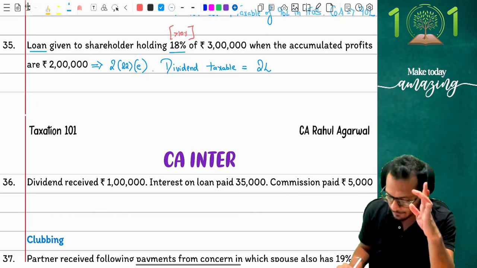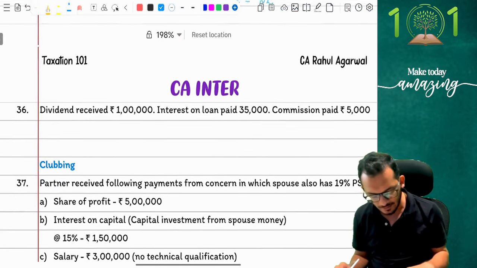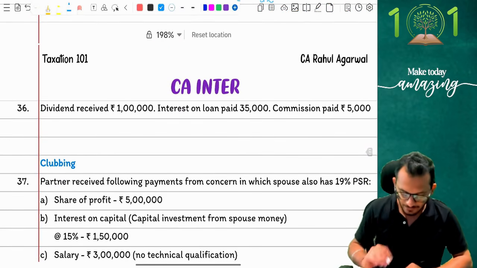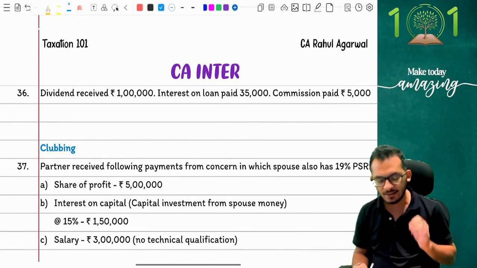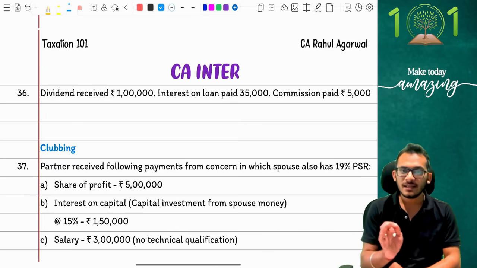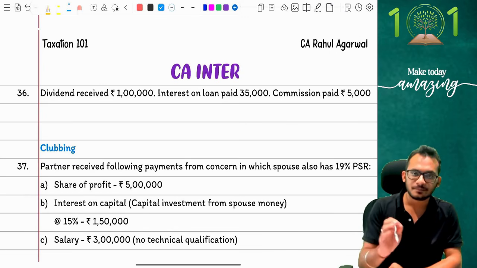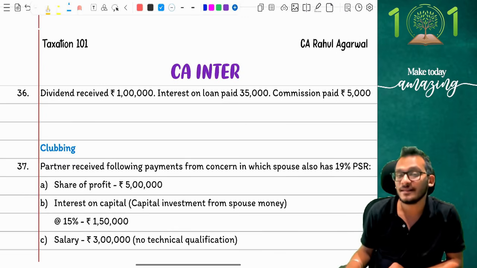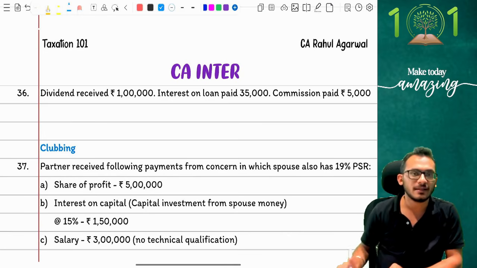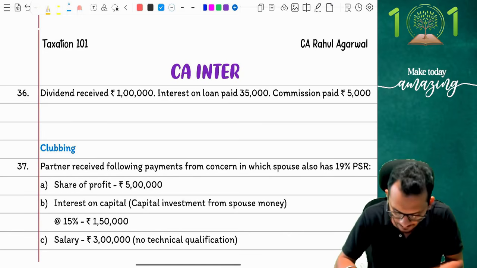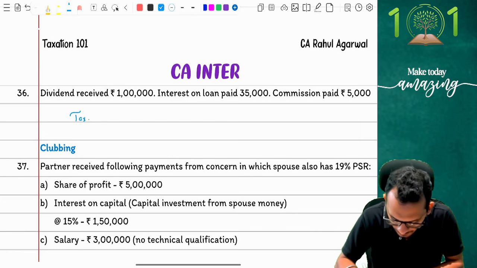Clear? Yes, perfect. That brings me to the last few items. Adjustment 36 says dividends received is 1 lakh rupees, interest on loan paid is 35,000, commission paid is 5,000 rupees. The question is asking, tell me what is the taxable dividend. Taxable dividend in this case is going to be a little simpler, so be very careful on the things which you have to keep in mind.